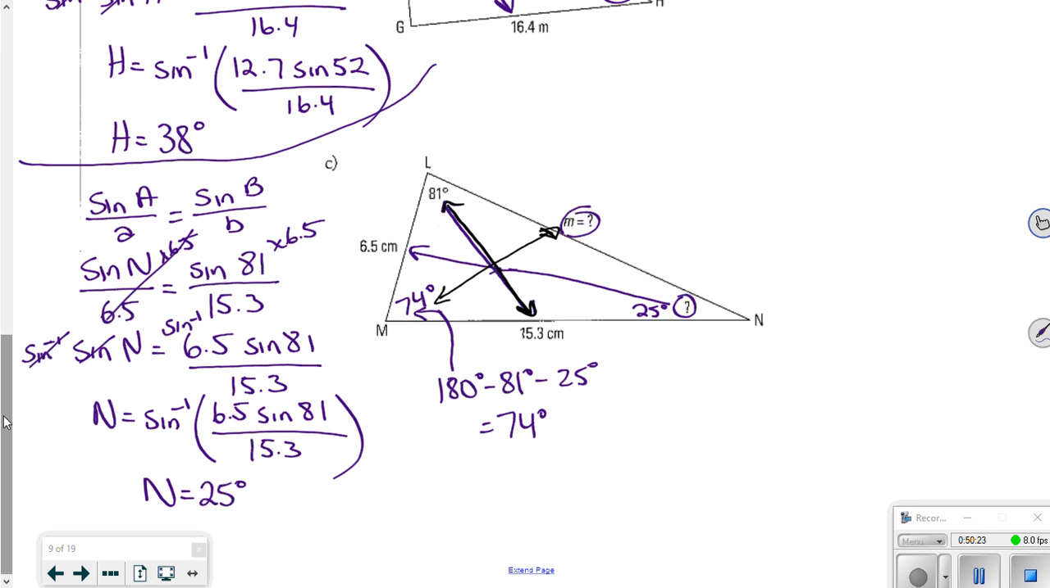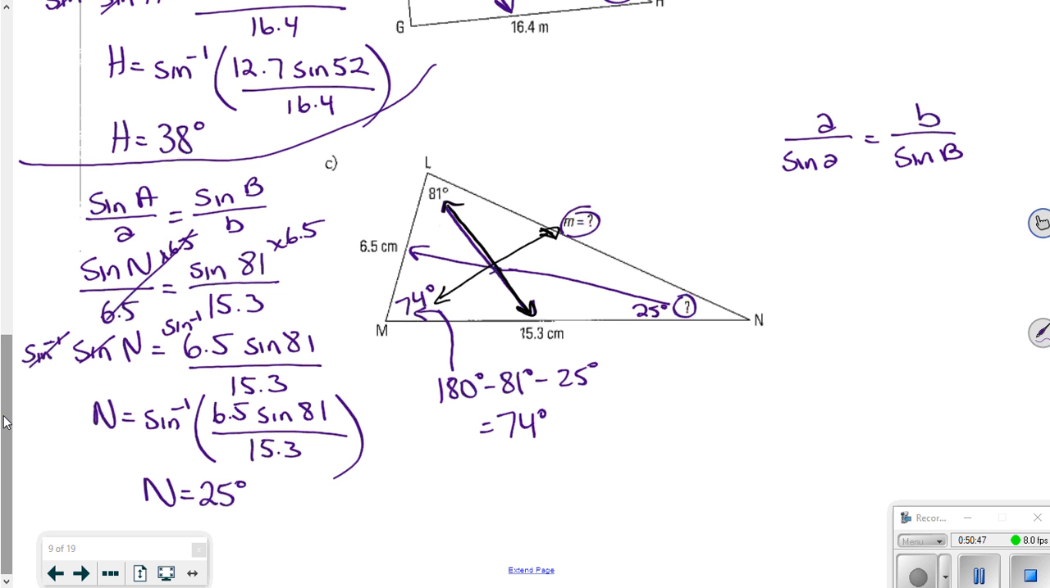So, but because I'm solving for a side, I want to write it with the sides on top. So a over sine A equals b over sine b. I also know the n pairs now. I know that n is 25 degrees and the side across from it is 6.5.